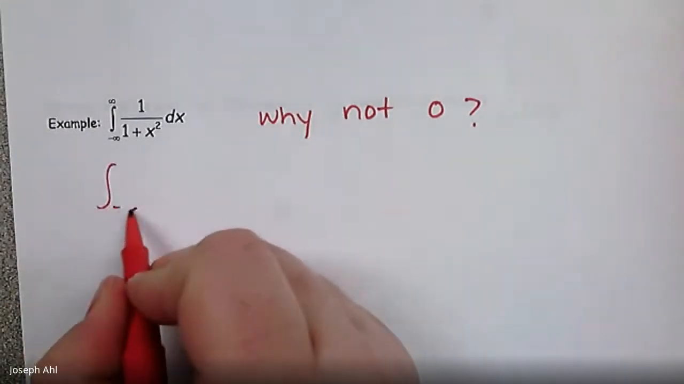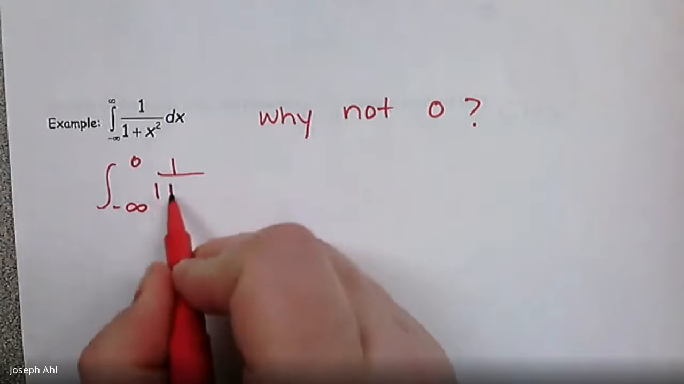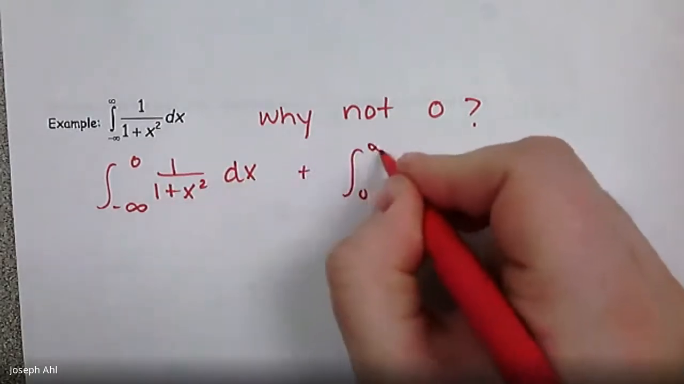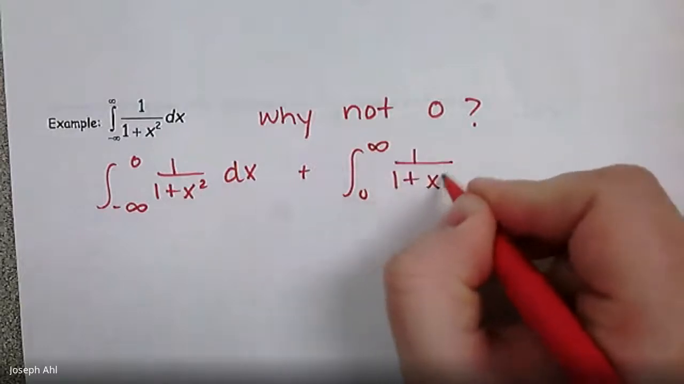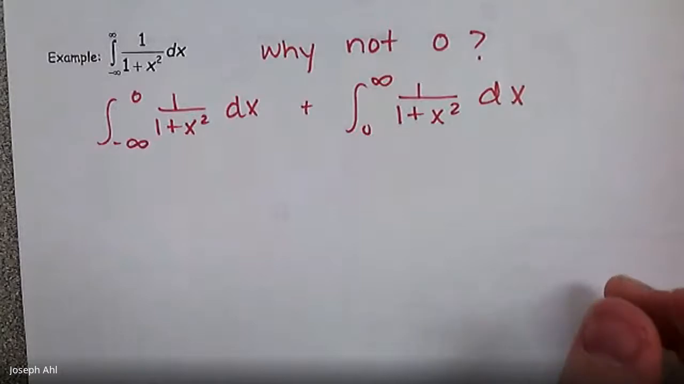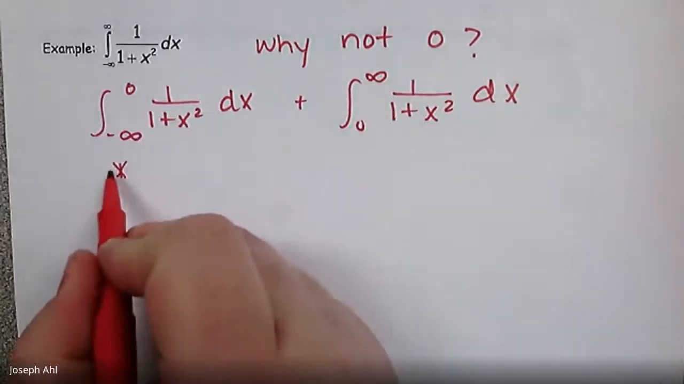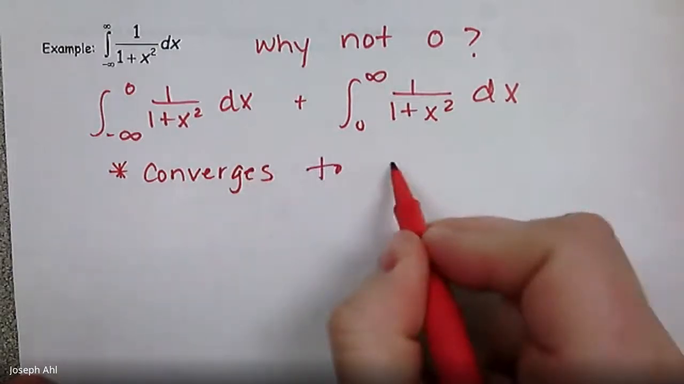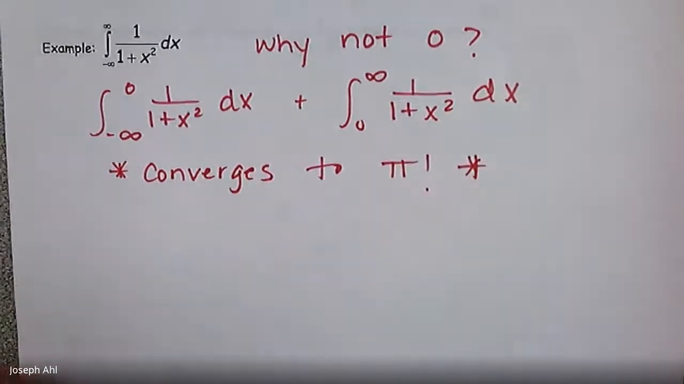So we're going to integrate from negative infinity to 0 of 1 over 1 plus x squared dx, and then from 0 to infinity of 1 over 1 plus x squared dx. Now, this integral should look very familiar to you, right? In fact, I'll tell you that this whole thing converges to pi, which is pretty cool.